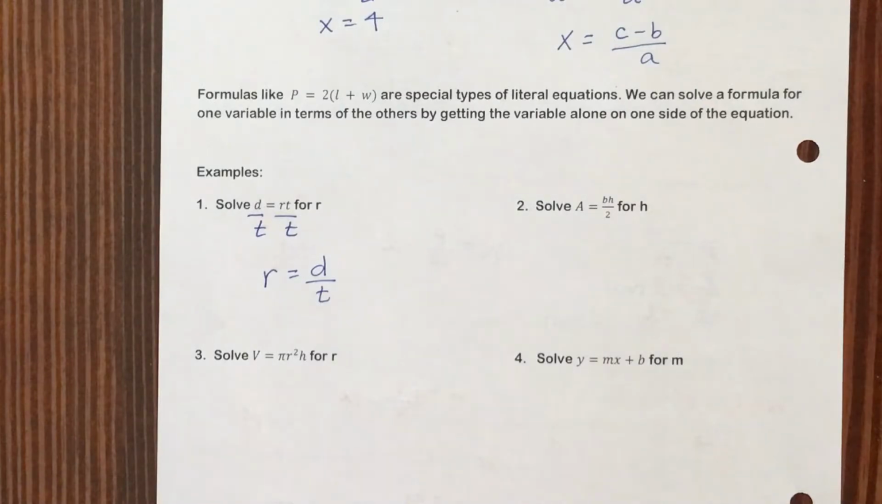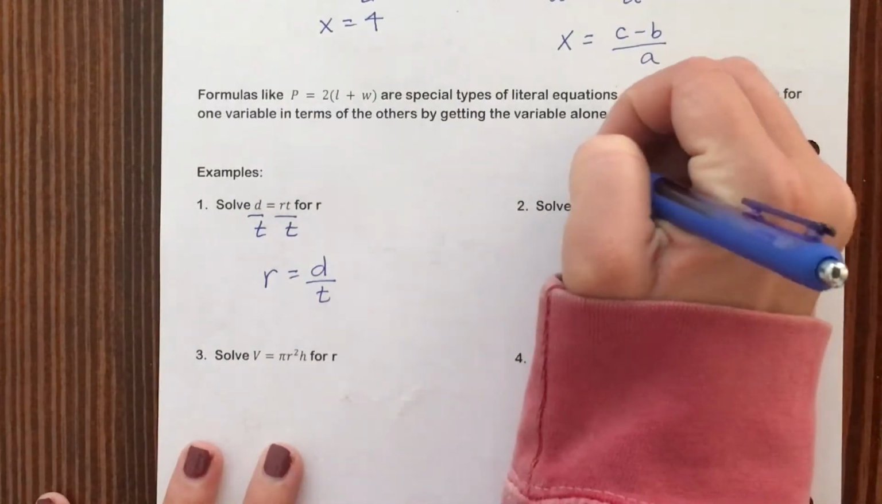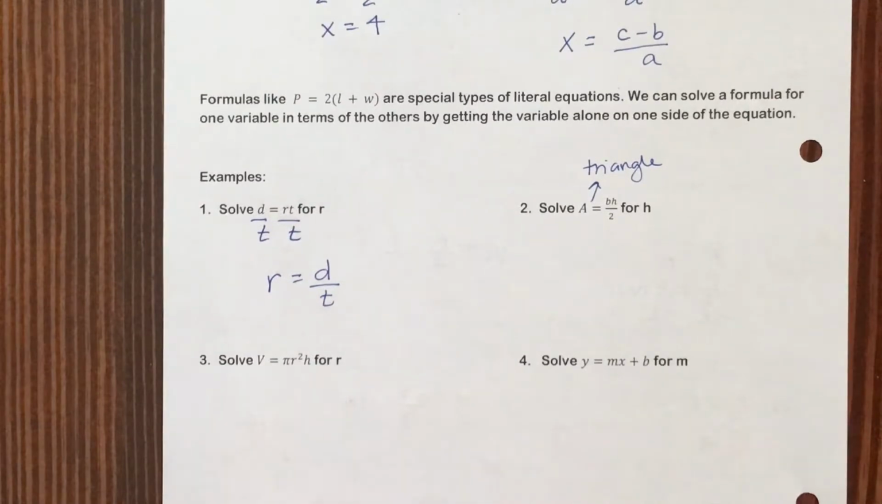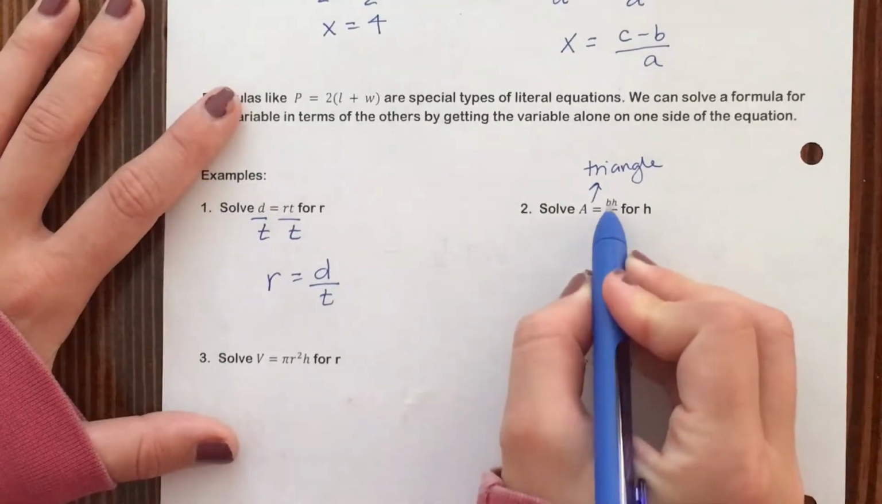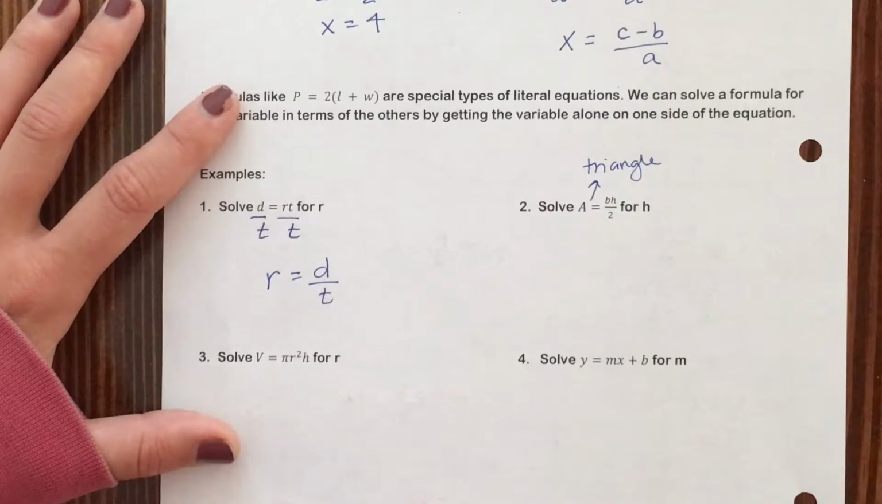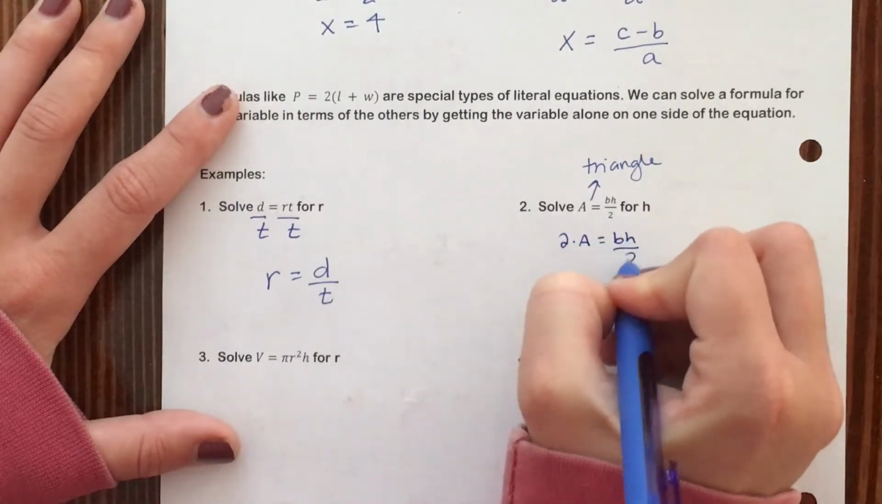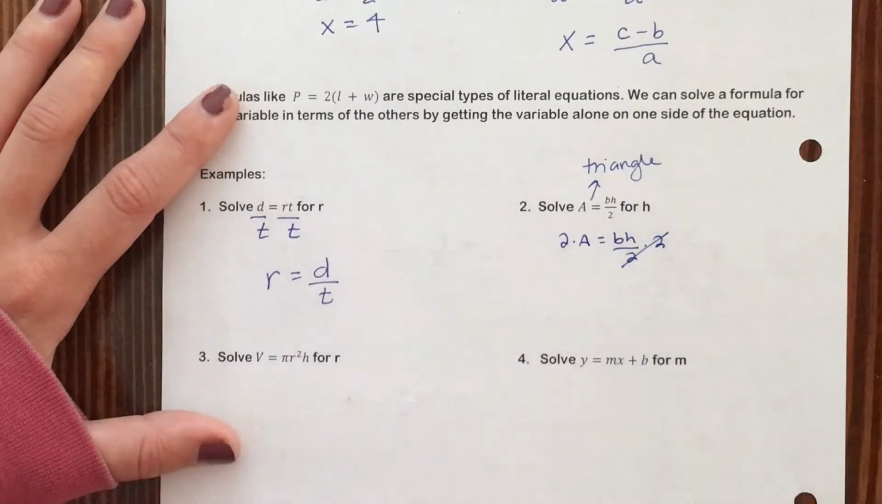Okay. Number 2, area equals base times height divided by 2. In case you forgot, that's the area of a triangle. So what I want to do is solve this area formula for H. So right now I have B times H divided by 2. The first thing I need to do is multiply both sides by 2, and that'll get rid of the denominator here.